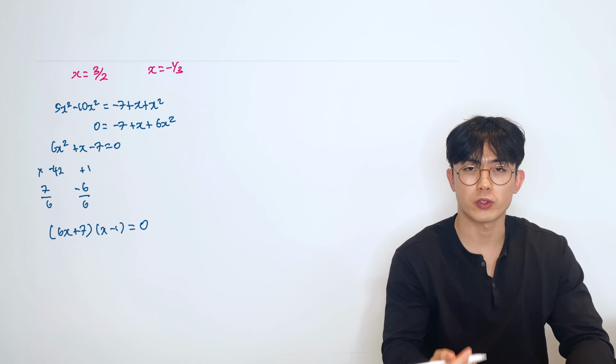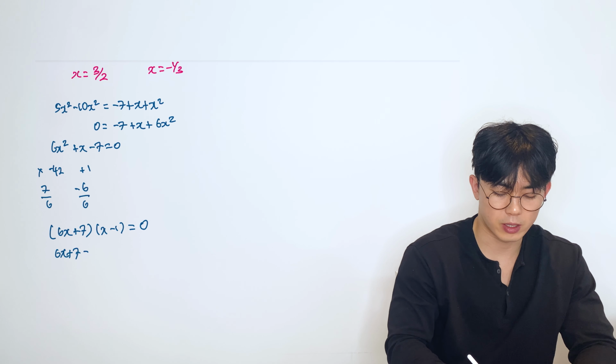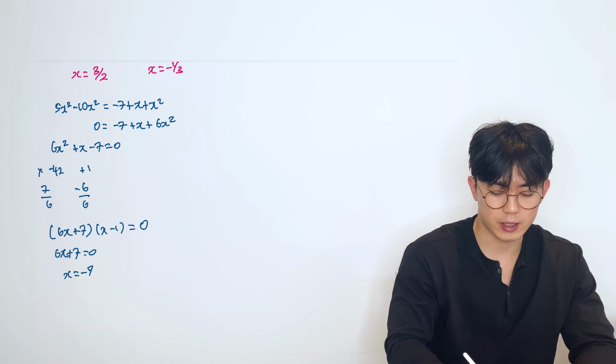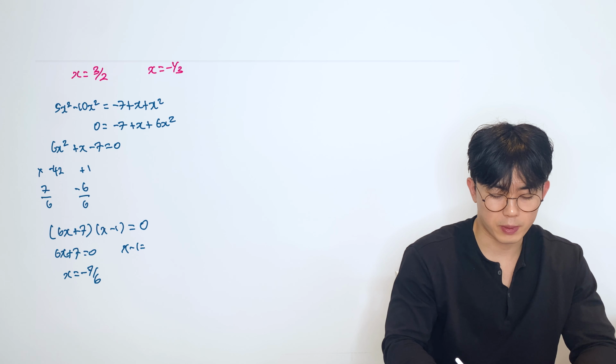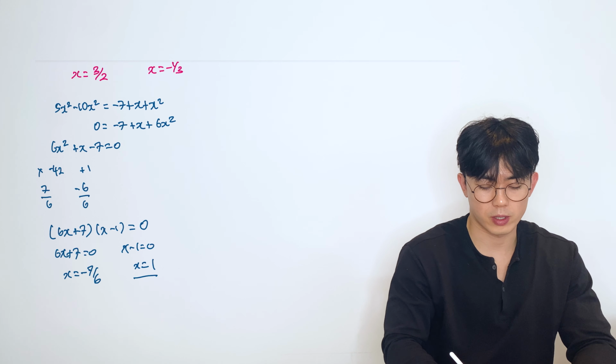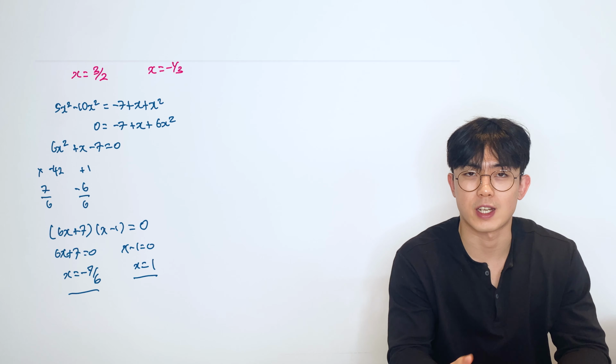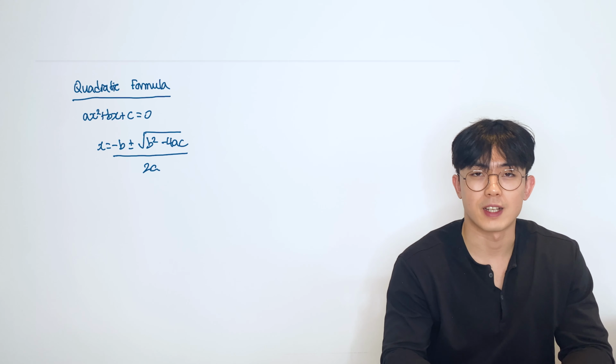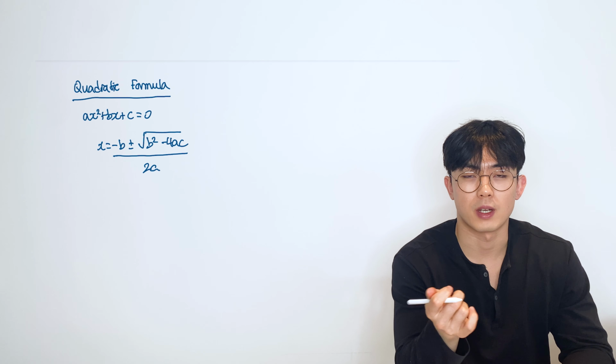We now equate each one to 0. So 6x plus 7 is 0. So therefore x is negative 7 over 6. Or x minus 1 is 0. So x is equal to 1. So these two values are the solutions for this quadratic equation. So it's very simple. Right, now that only works when the quadratic is factorizable.